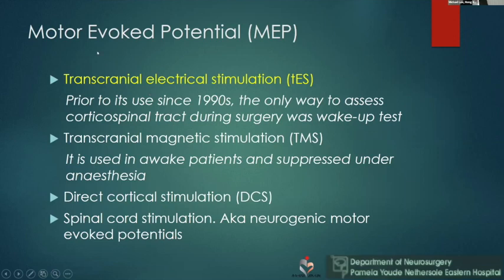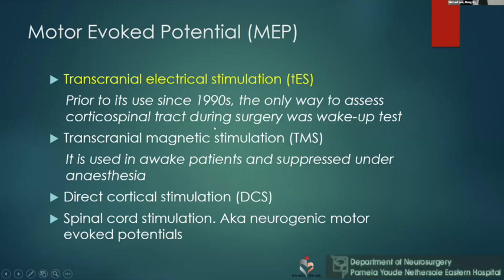Now let's talk about another IOM called motor evoked potential. We have actually many types of motor evoked potential. We have transcranial electrical stimulation. Before the 1990s, the only way to assess the corticospinal tract was the wake up test for spinal surgery. But afterwards, we tried to use more and more transcranial electrical stimulation. Nowadays, we seldom use wake up test during our spinal surgery. However, we still use awake craniotomy during our brain surgery, but that's another thing.